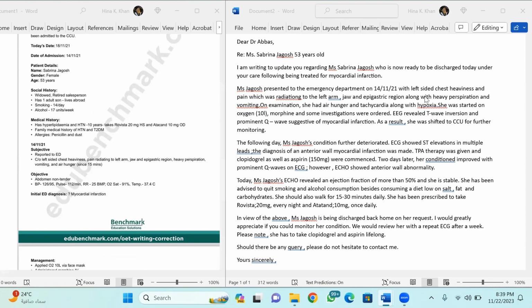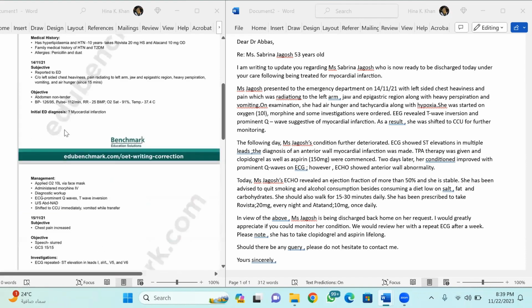I just wrote that she was having a left sided chest pain. Then I just erased this and wrote heaviness before pain. Because what I see in most of the letters, when they are writing, is that she was having this left chest pain, which was radiating to this, along with heaviness in the chest.